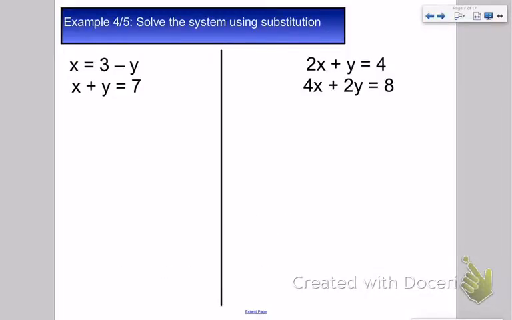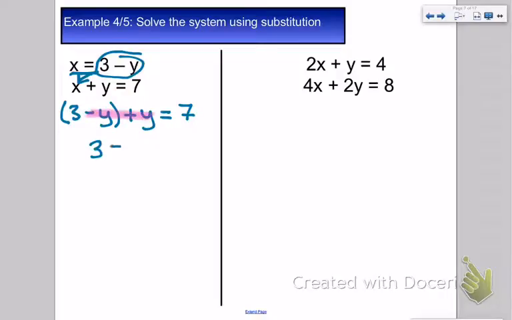All right, we have 2 more examples left for the notes. So if we start with number 1, we notice we already have x equals by itself on one side. So I'm going to take what x equals and plug it into the bottom equation for x. 3 minus y plus y is equal to 7. So that negative y and that positive y cancel out. So I'm left with 3 is equal to 7, which is false. Therefore, I have no solution to this system of equations. So we have parallel lines.